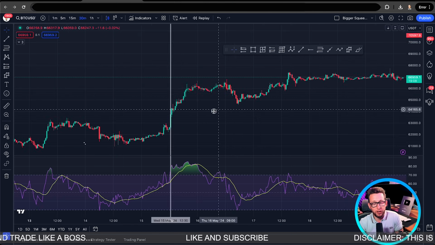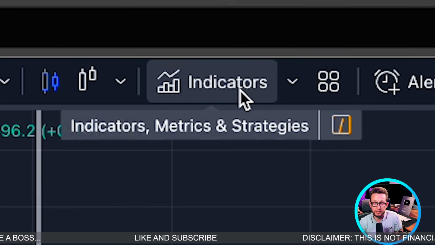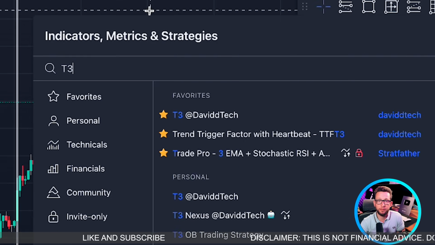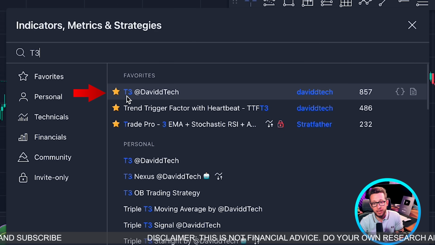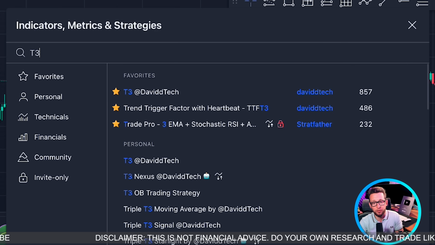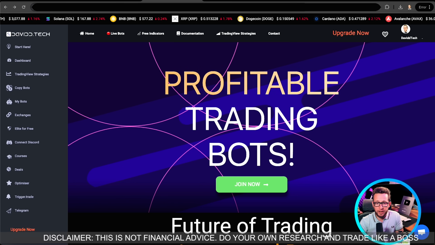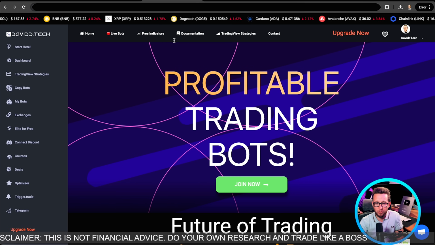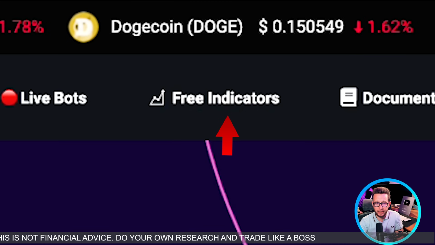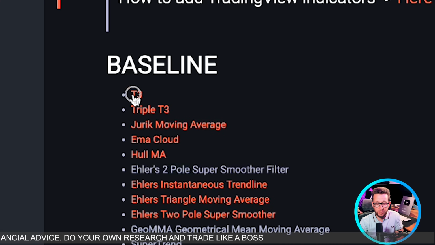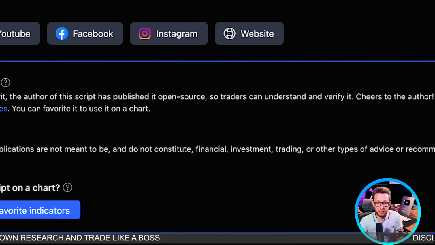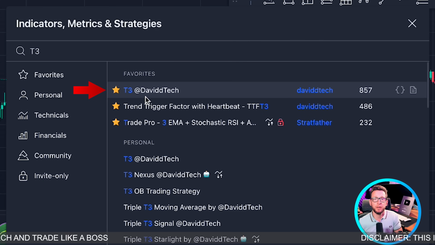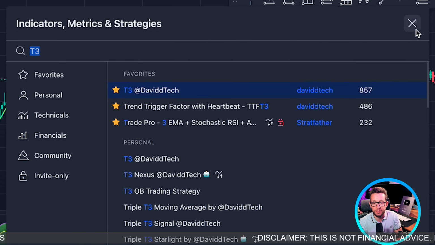Okay, so our first indicator is going to be called the T3. If you've been following David Tech for a while, you know that I'm a fan of the T3. To add the T3, we go here, T3 at David Tech. It should be in your favorites. If you've already gone to free indicators on the davidtech.com website, press free indicators and you'll be able to find the T3 there. You just click add to favorites and you'll be able to find it in your favorites here. It's completely free of charge and is open source for you to add to your charts. Just click that and add that to your charts.